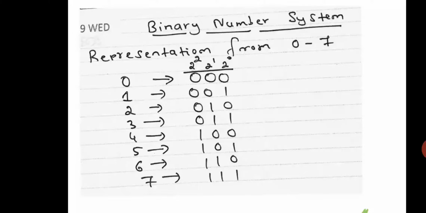In the same fashion, up to 3 I have already explained. Let us explain 4. Why is 4 equal to 100? Can anyone say? Can anyone think of it?